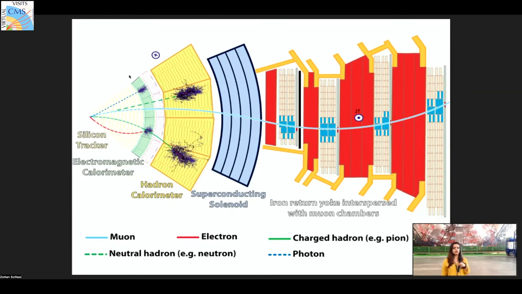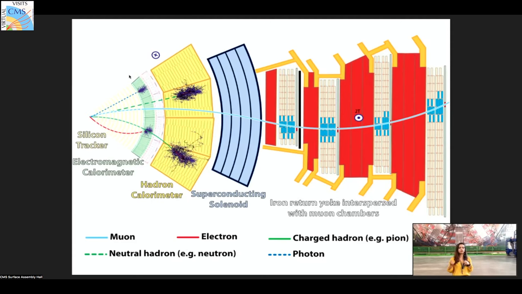So these are also one of the main parts of the CMS. That's why in the name of the CMS we have compact muon solenoid. The muon detectors are situated inside the iron return yoke, which is used to contain the magnetic field produced by the superconducting solenoid. For the muons, we have four kinds of detectors used for detecting them.